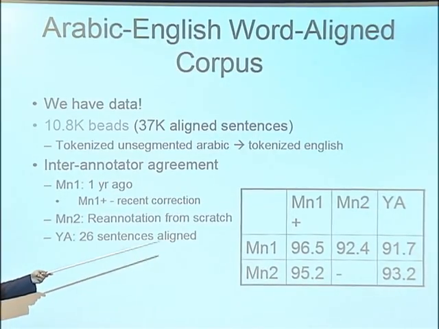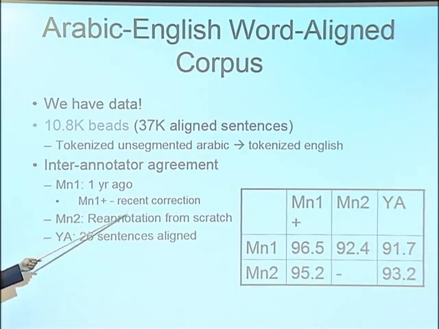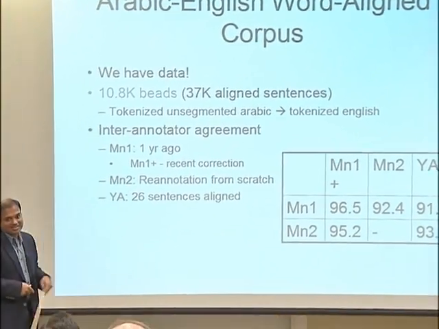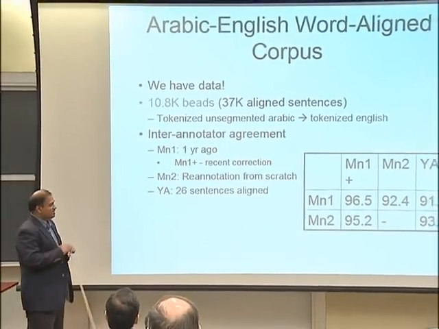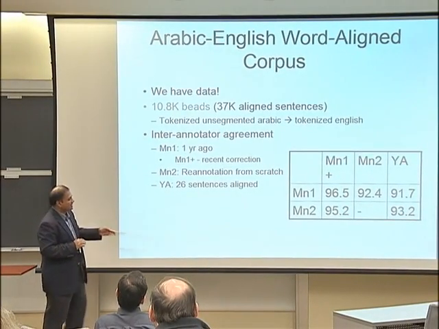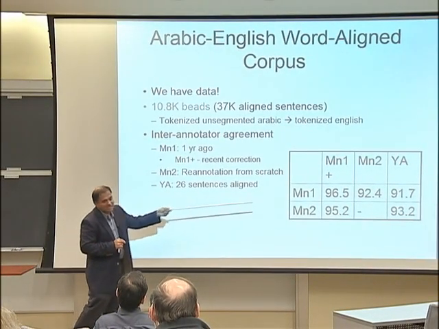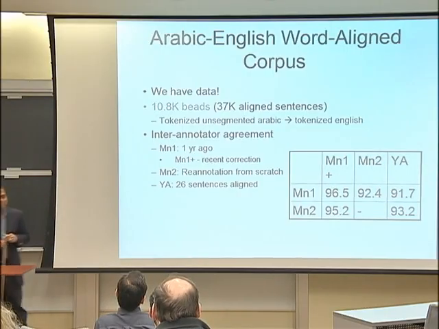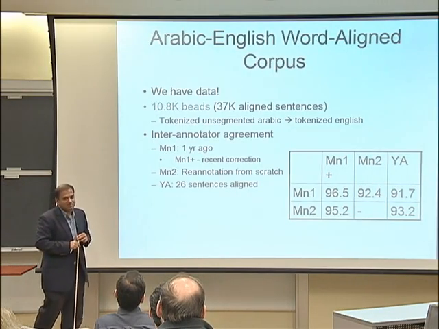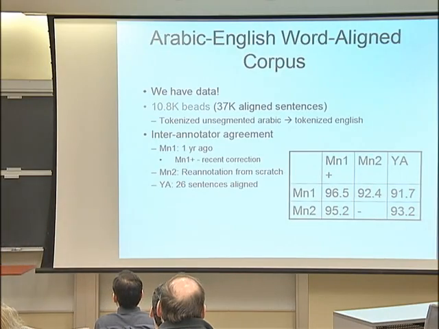Also, when MN does it, you can give him the task where a machine has aligned the two sentences, and then he's just doing correction. In that case, he gets very good intra-annotator agreement. But if he starts from scratch and does the sentences without any alignment help, then he's not as good. He's 92.4 and that kind of matches the inter-annotator. So it seems like for word alignment, at least, the low 90s is what's possible in terms of agreement rates.